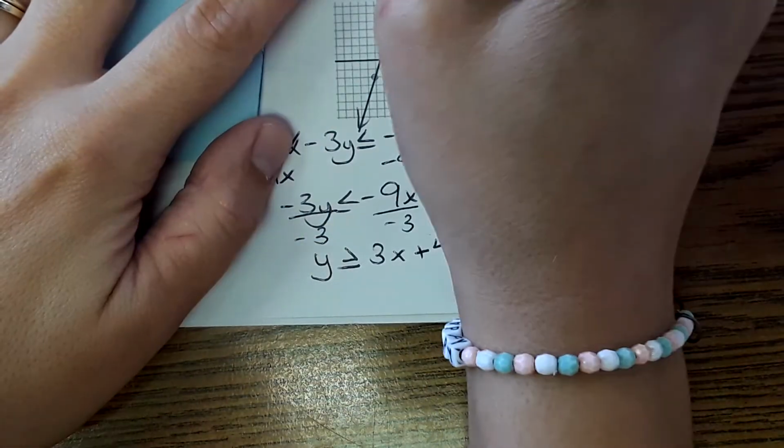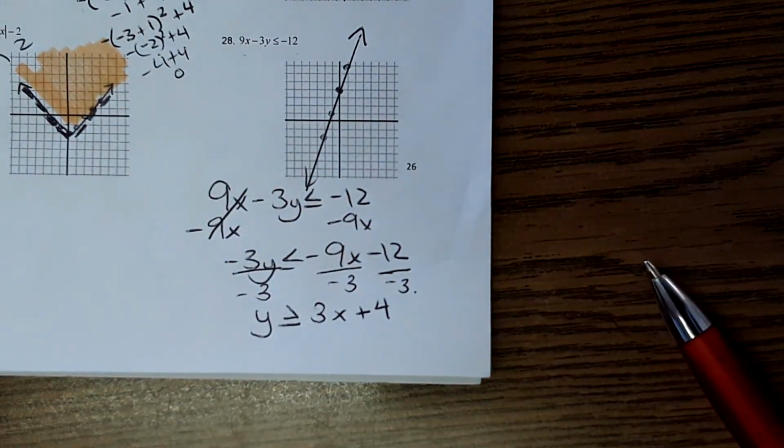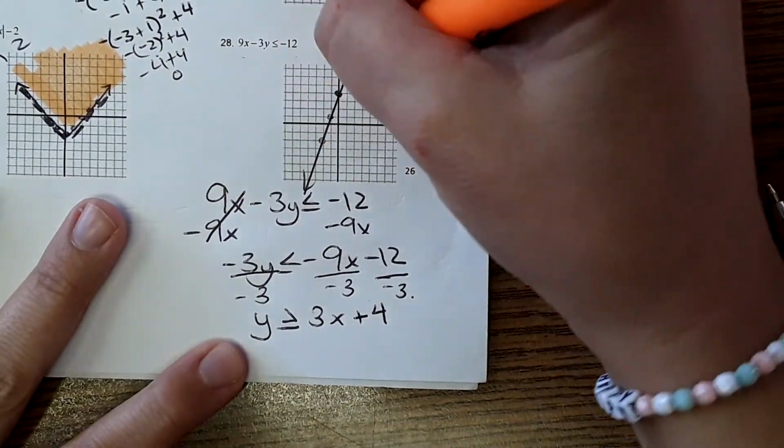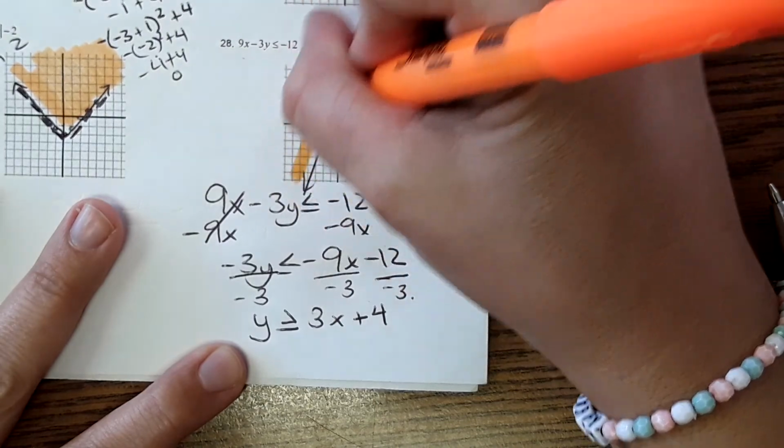Yeah, it's okay. And then from here, y is greater than or equal to, so we shade above.